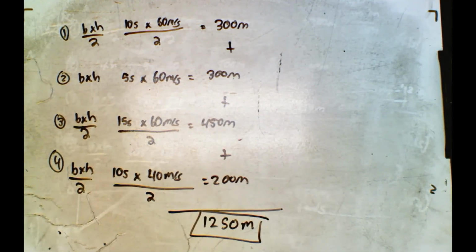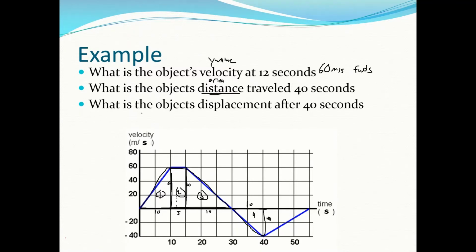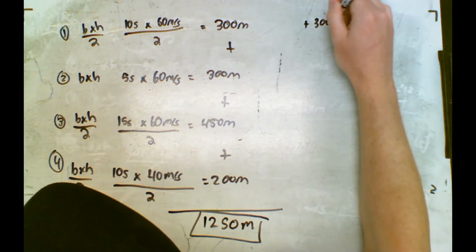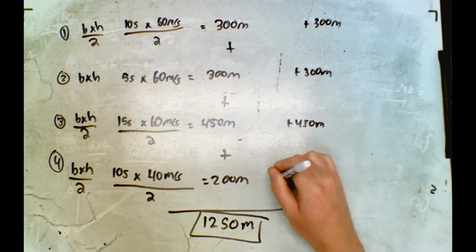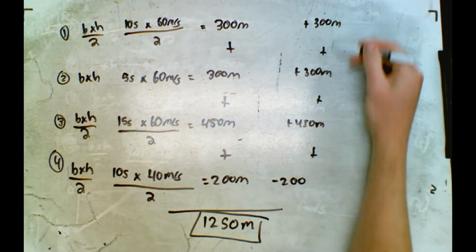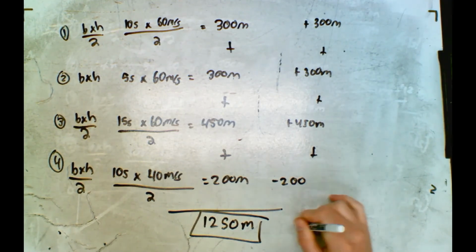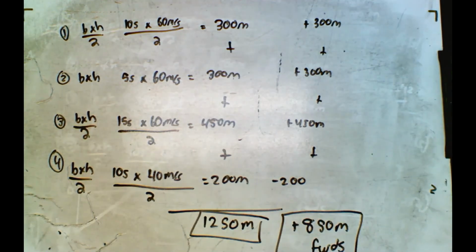Okay. The next question asks for displacement after 40 seconds. Well, that's easy. These guys are all positive. This one's negative. So I just have to add in those positives and negatives. This is positive 300 meters. This is positive 300 meters. This is positive 450 meters, and this one is the backwards one, so this is minus 200 meters. So if I add all these up, 300, 600, 1,050 minus 250 is going to be 850 meters. It's positive. Positive means forwards, so that's my total displacement.